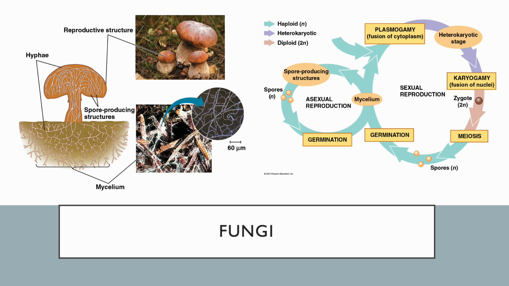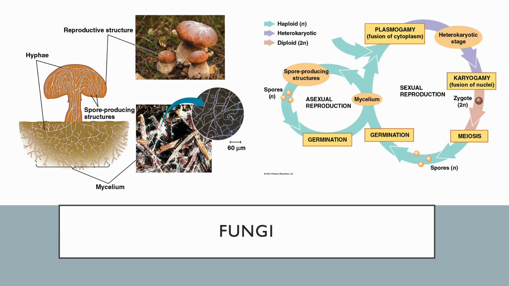Two unique characteristics of this life cycle are the idea of plasmogamy, so plasma being fused. We're fusing the plasma of two cells, in this case through germination of the spores and the mycelium. Then we next move on to the heterokaryotic stage, where karyogamy occurs. And sometimes there's a delay between plasmogamy and when the fusion of the nuclei actually occurs. When it does, we get a 2N zygote.